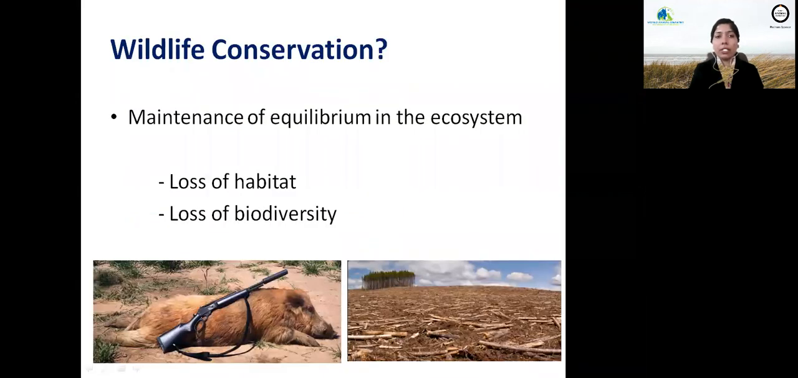When we discuss wildlife conservation and why it is necessary, obviously it is there to maintain the equilibrium in the ecosystem. But with the loss of habitat and the loss of biodiversity, the protecting shell which was previously covering the wildlife is disturbed. And there are ways for the unnecessary flow of resources into the ecological settings, which is resulting in epidemics and also biological disasters in many cases.